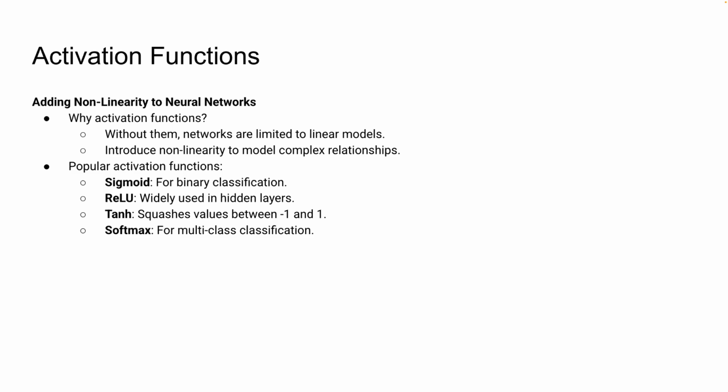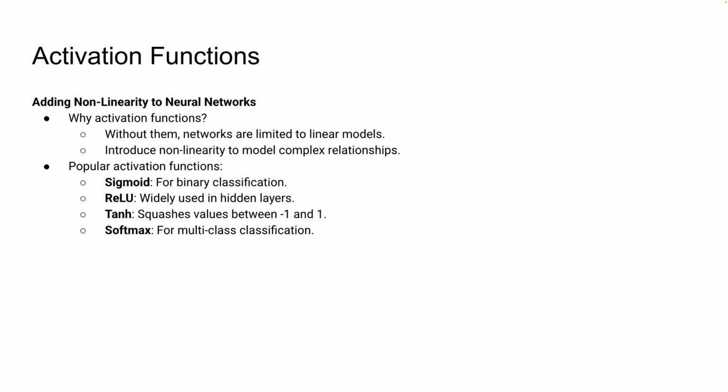ReLU, rectified linear unit, operates like a simple gate, passing positive information while blocking negative values. ReLU is widely used in hidden layers because it helps the network train faster and avoids certain issues. Other options include tanh and softmax, the latter being used in the output layer for multi-class classification since it converts raw scores into probabilities. Have you ever wondered why we choose different activation functions for different layers?